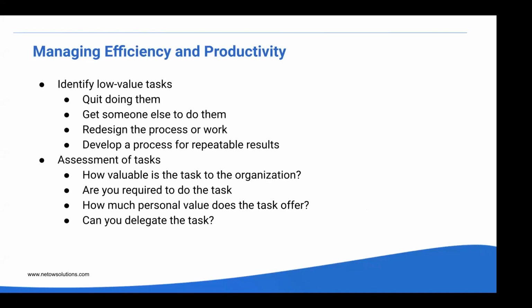Another important thing to address is trying to understand the difference between efficiency and productivity. When you're able to understand that, you can begin to apply your knowledge in identifying the low value tasks in your set of activities. Once you identify the low value tasks, which we'll discuss later on in this webinar, you need to stop doing them, or you get someone else to do them. You can also redesign the process or work in doing them, and then once it becomes repeatable, you also develop a process of carrying out such tasks.